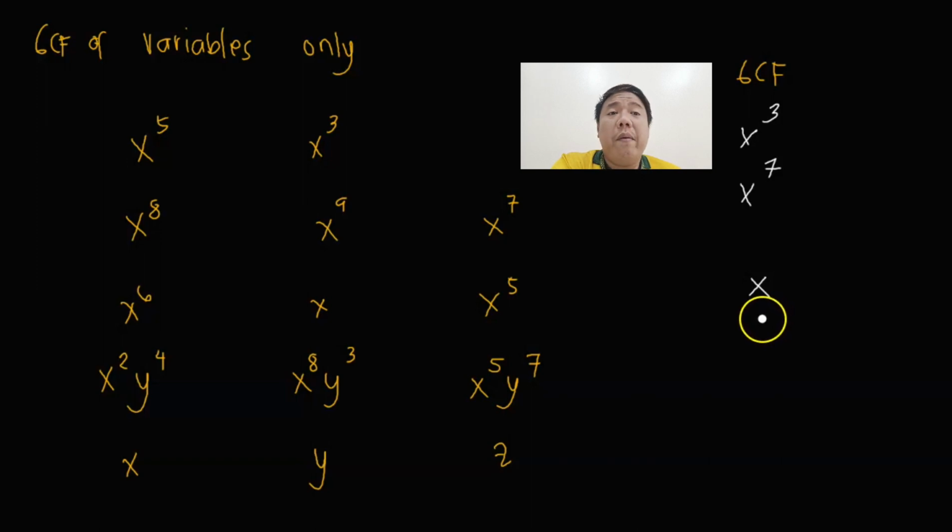Lahat. Lahat po ba may y? Lahat. So, part of the factors or the GCF will have the x and y. Then, you just need to look for the lowest exponent for all the x's and for all the y's. So, for the x, the lowest exponent is 2. Very good. And for the y, the lowest exponent is 3.